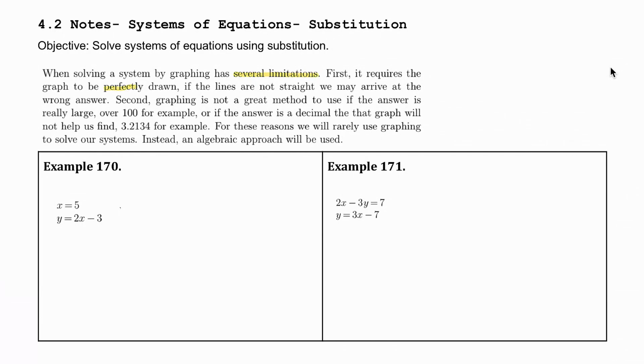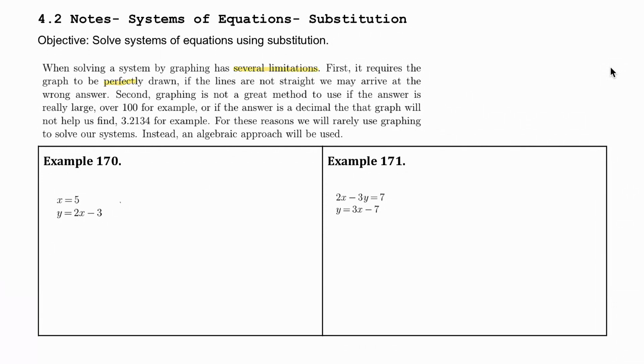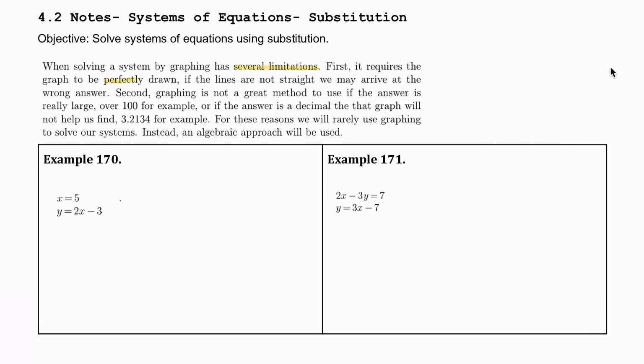Sometimes we're going to have x equals 100, y equals negative 40. Our answers are not always going to fit nicely on our graph. And occasionally we're going to have answers that are fractions or decimals. So those are hard to see that point of intersection on the graph. So we're going to learn an algebraic way to solve systems of equations.